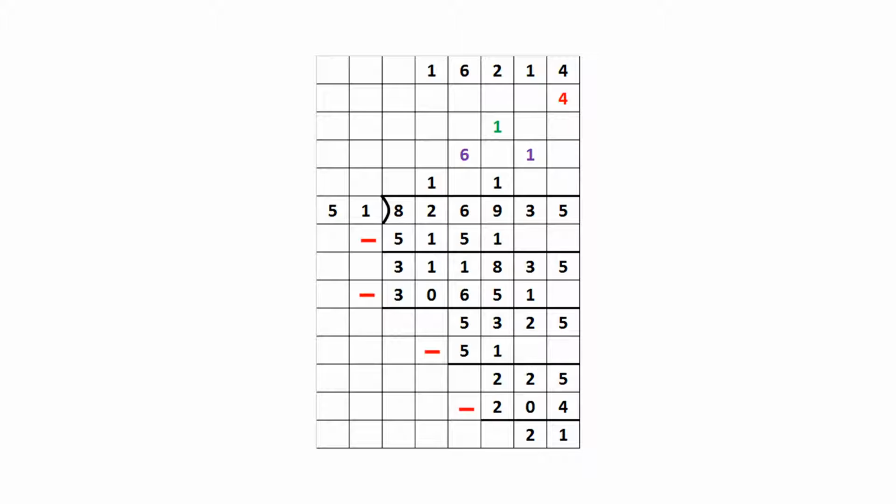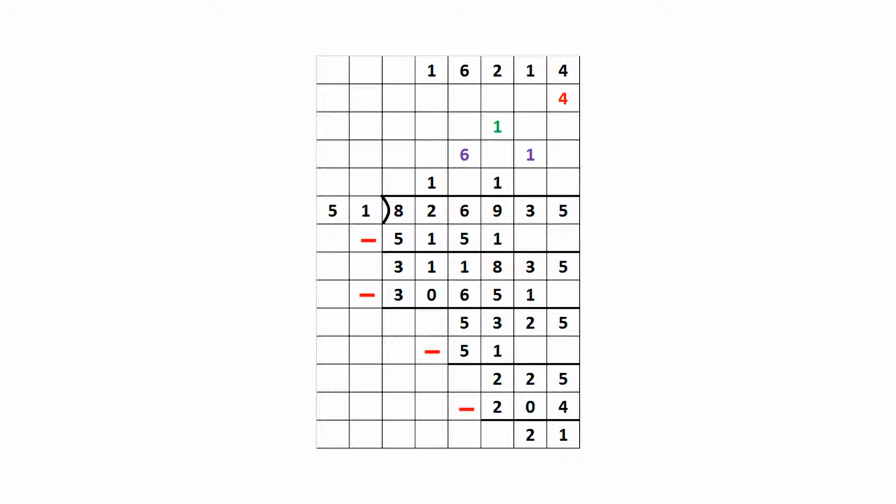Does 51 go into 31? No. Does 51 go into 311? Yes. Now these will be purple digits in the quotient. Now 6 times 51 is 306. And if we subtract, we get 5. We slide over to the 83. Does 51 go into 83? Yes, one time. That's in purple. We subtract 83, subtract 51, you get 32.